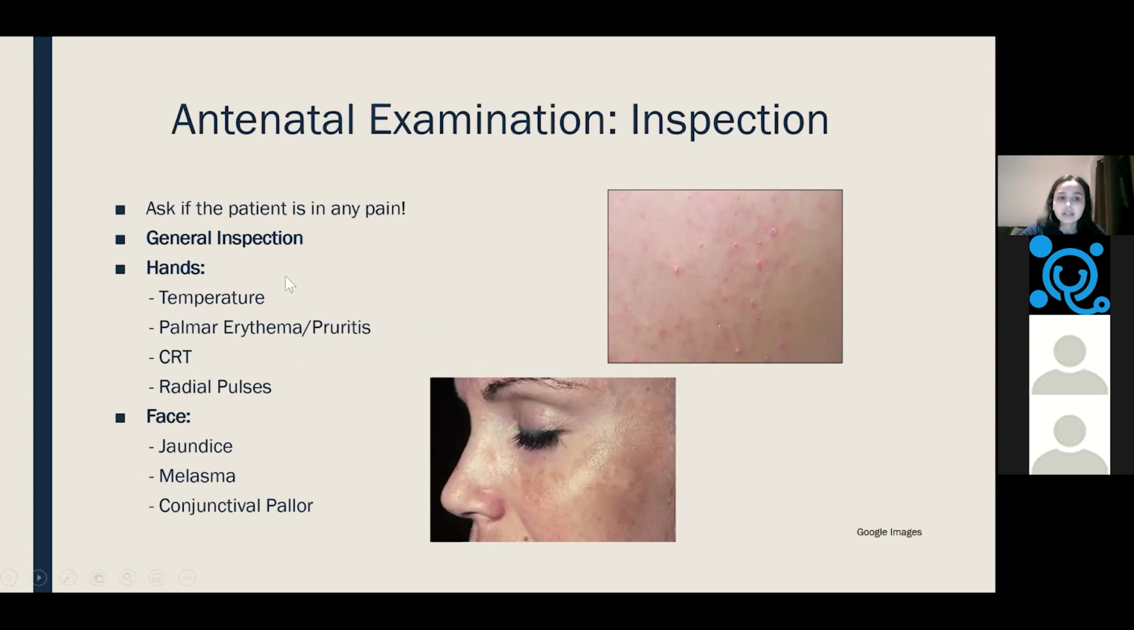And then you look at their hands, so temperature, any obvious pruritus or erythema. This is a picture of pruritus. Then you check their cap refill for any signs of cyanosis and peripheral cyanosis. Then both of the radial pulses. On the face, you could see jaundice, melasma, which is shown here. This is a normal sign in pregnancy. And then conjunctival pallor.